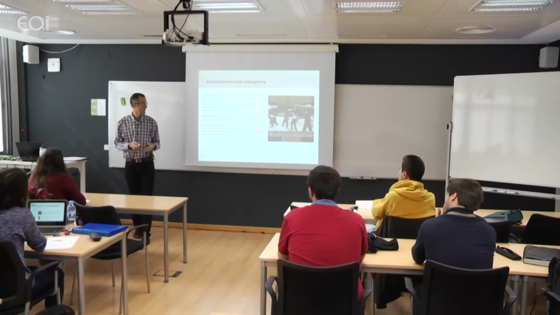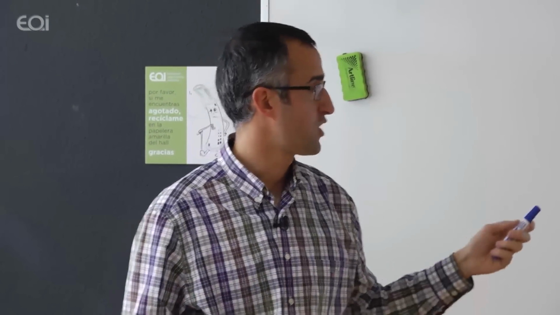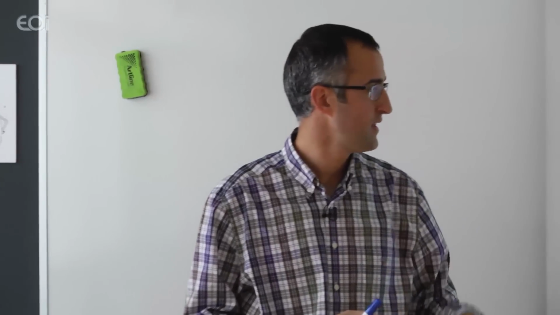For example, what we have now in IT. After a disaster, after an emergency, we have interventions from 6 months to 2 years to rebuild to the previous conditions, right? And then what I usually do, what I always do, it's a cooperation development project that is based on long-time interventions to improve people's lives. We take care of future needs, we take care of communication, communitarian participation, children and women, creation of local skills, and so on, okay?